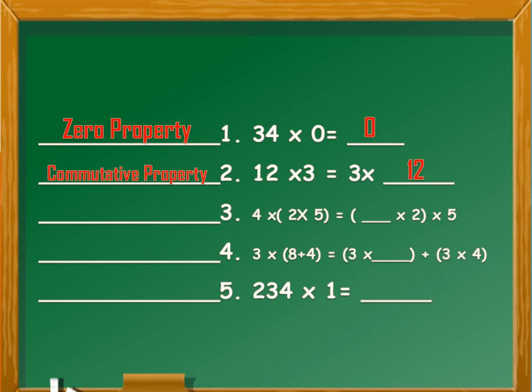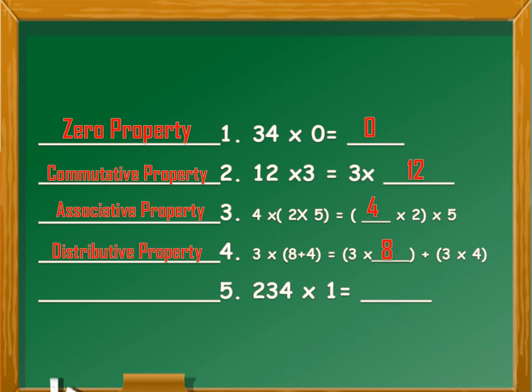4 times 2 times 5 is equal to blank times 2 times 5. This equation shows associative property. The missing digit is 4. Let's try 3 times 8 plus 4 is equal to 3 times blank plus 3 times 4. This equation shows distributive property of multiplication. The missing number is 8.